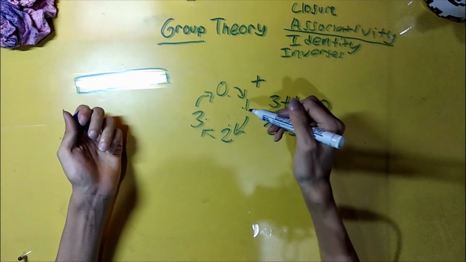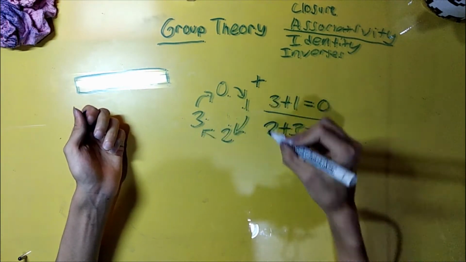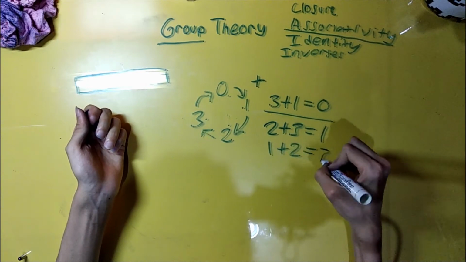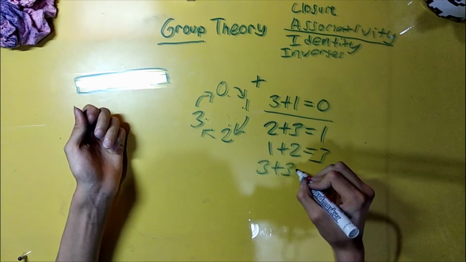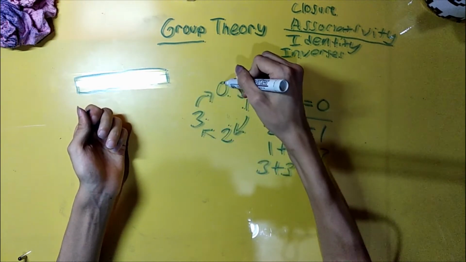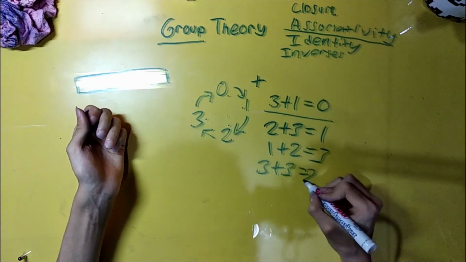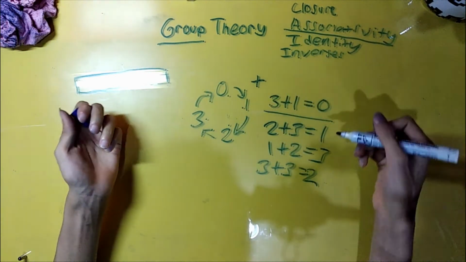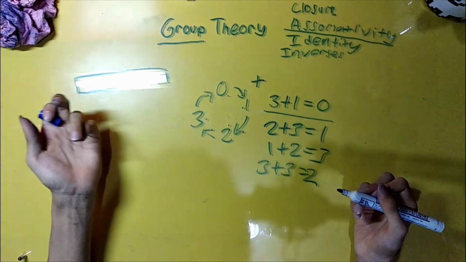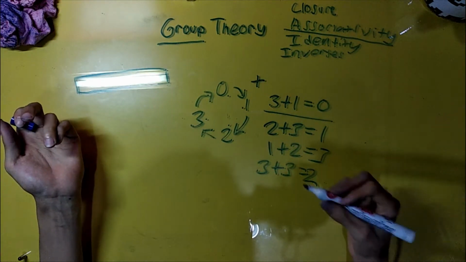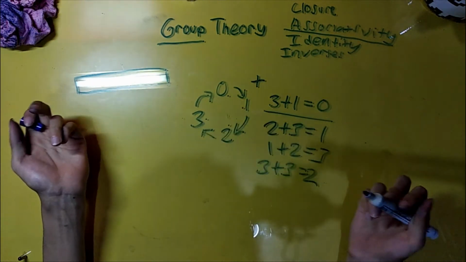Okay, what's 1 plus 2? Well, that's 3. What's 3 plus 3? Well, that's 1, 2, 3. 3 plus 3 is 2. And, well, it's not like the addition that we all used to know, but it is how this thing works.